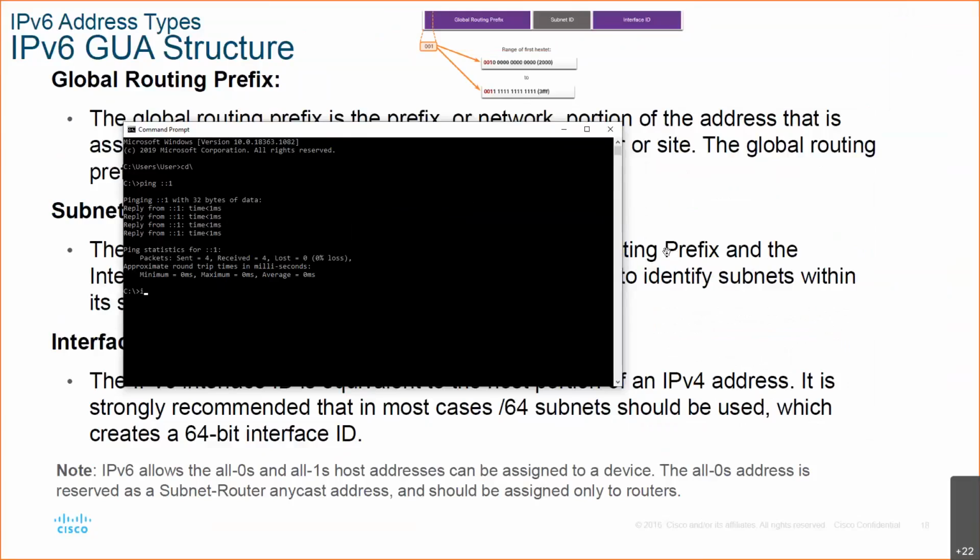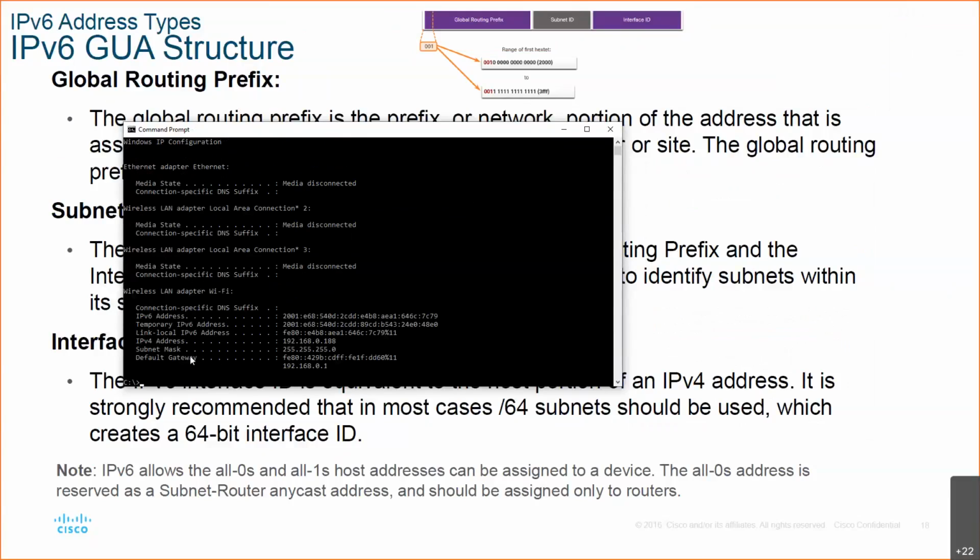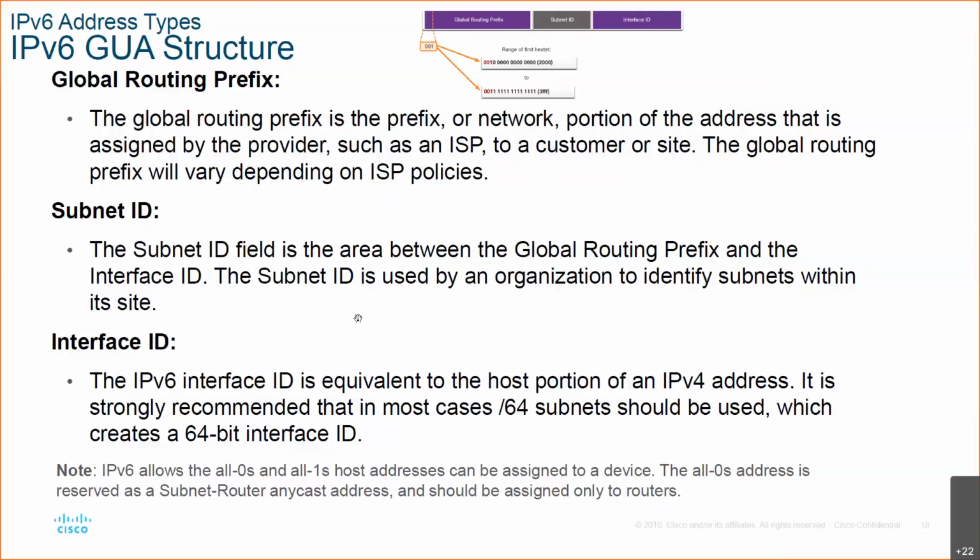So if I go here and type ipconfig and look at my IP version 6 address, have I given this address? No, this address has been given to me by my ISP. It is automatically configured because they have a DHCP server. For another computer on my network, perhaps the address will be different.